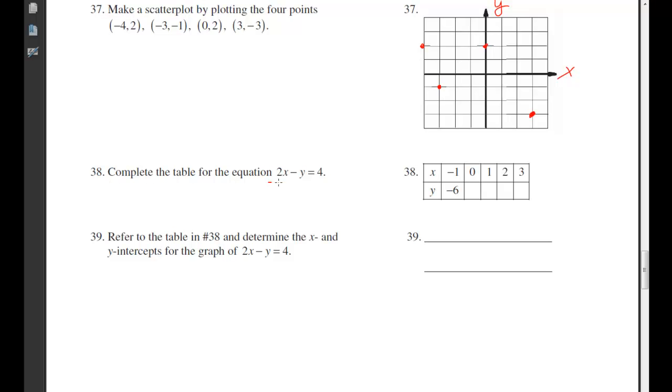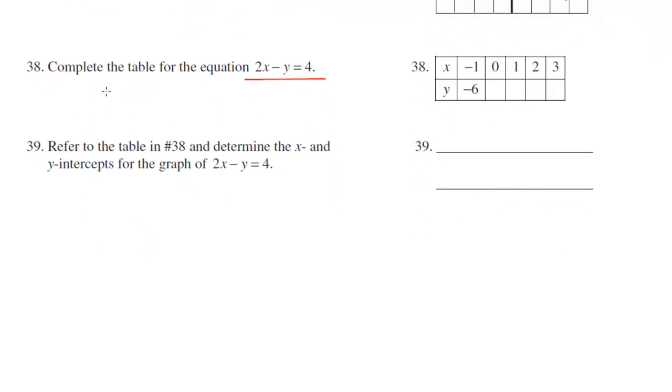All right, problem number 38 says complete the table for the equation 2x minus y equals 4. And I do want us to use our graphing calculator for this, just for practice. So we need to solve for y. We need to get that equation in slope-intercept form. So we're going to isolate the y on one side. So let's subtract 2x from both sides.